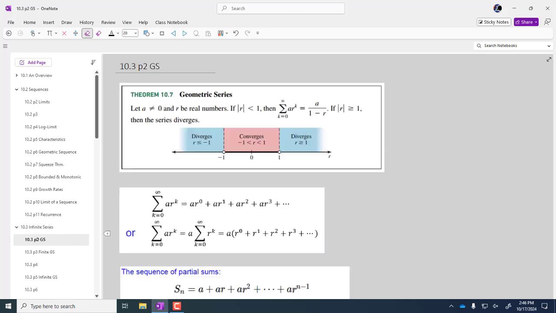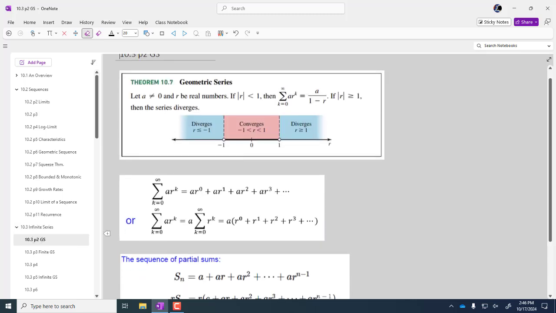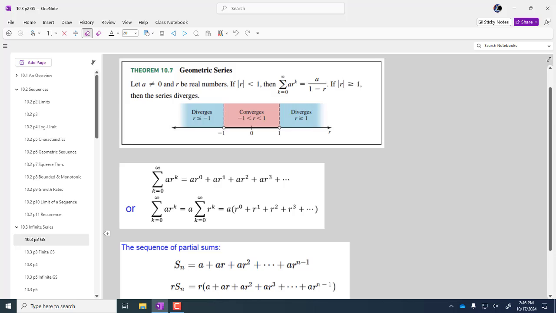Okay, so here is the most important series of them all, the geometric series. The geometric series looks like this, and the sum of a geometric series is ever so simple. A divided by 1 minus r. Where does that come from? I shall show you. A is the first term in the series, and r is the common ratio.